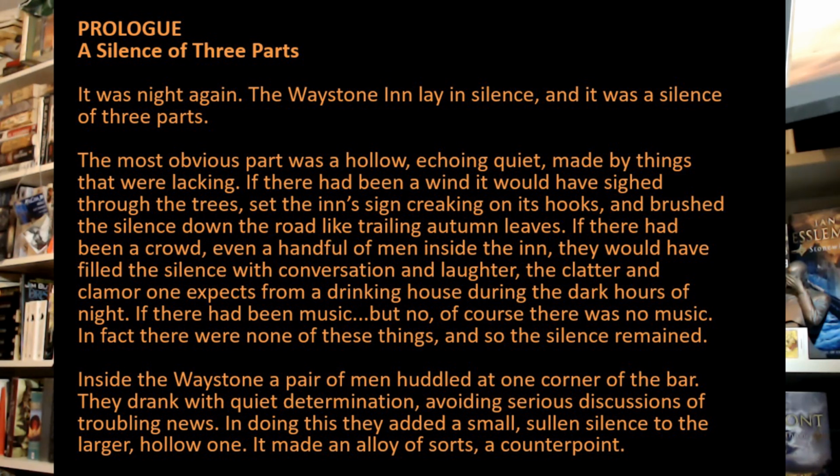Again, three clauses, three examples. If there had been a wind, it would have sighed through the trees, set the inn sign creaking on its hooks, and brushed the silence down the road like trailing autumn leaves. So we have, starting with trees, moving towards the inn and the road, a movement of the camera, a movement of perspective. It's not just, oh, there's these three random things. There's actual movement and sweeping of what we are looking at to try and find out what this silence is.